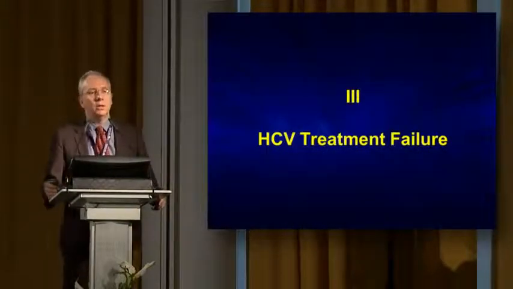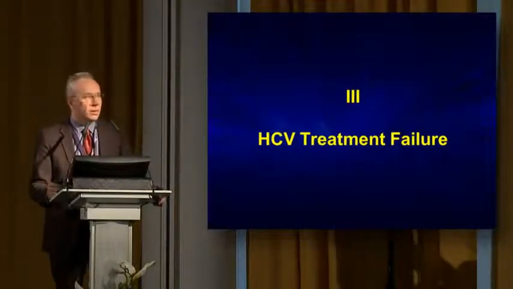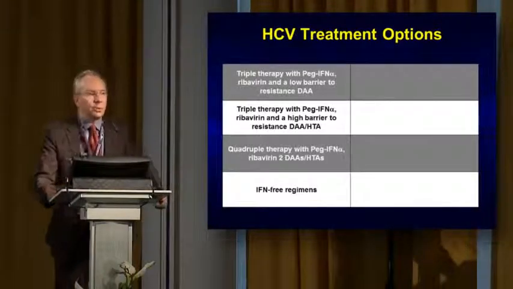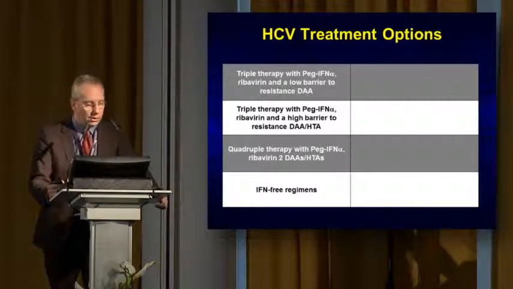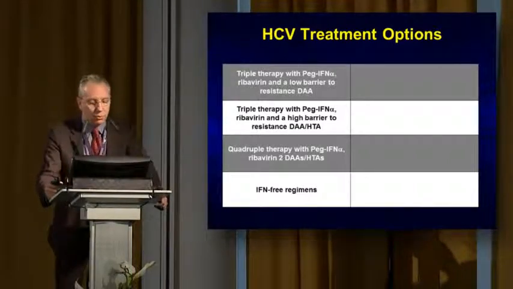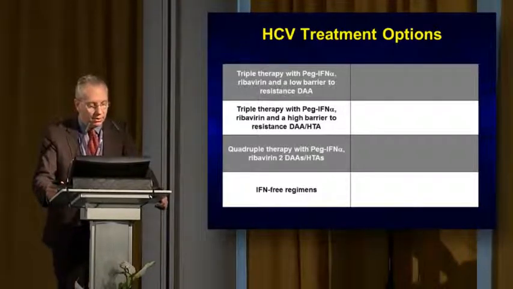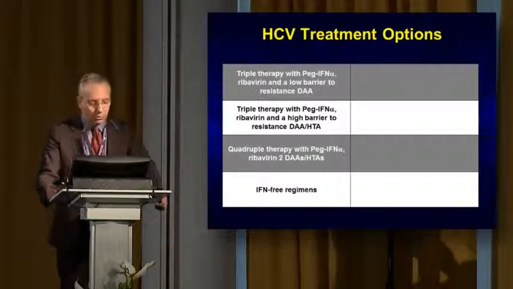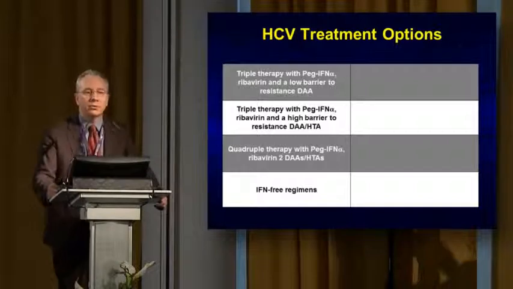How should we use this understanding, this knowledge, in our understanding of treatment failure? Well, you know that there are several treatment options. What we're currently doing and what is arriving here in your area is a triple therapy with peginterferon, ribavirin, and a protease inhibitor, which is a drug with a low barrier to resistance. We can also envisage for the future having triple therapies with peginterferon, ribavirin, and one drug with a high barrier to resistance. Eventually, quadruple therapy with peginterferon, ribavirin, and two direct-acting antivirals.